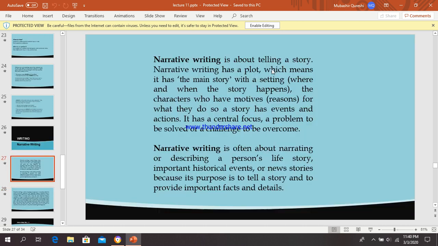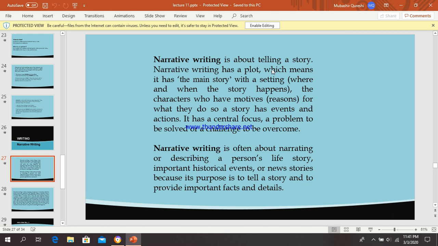Then comes the writing, narrative writing. Narrative writing is about telling a story. Narrative writing has a plot, which means it has the main story with a setting, where and when the story happens, and characters who have motives, reasons for what they do, so a story has events and actions. It has a central focus, a problem to be solved or a challenge to be overcome.